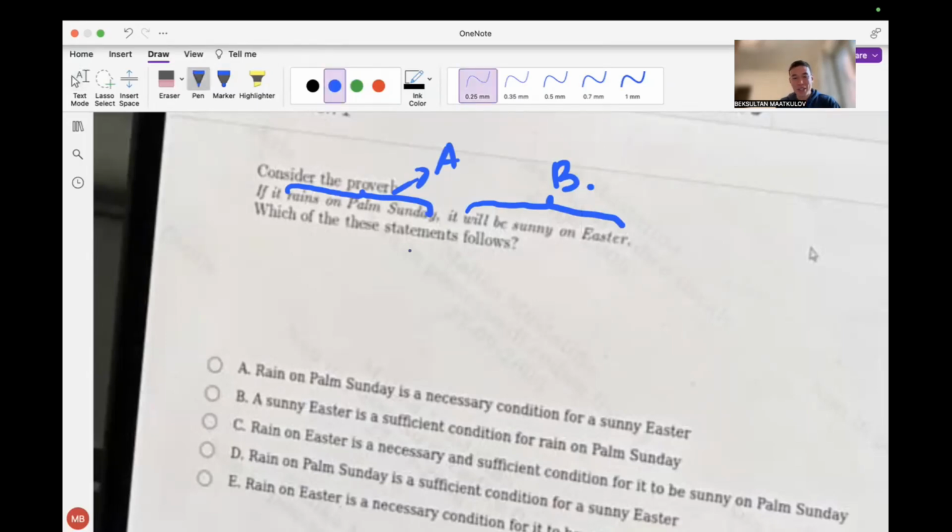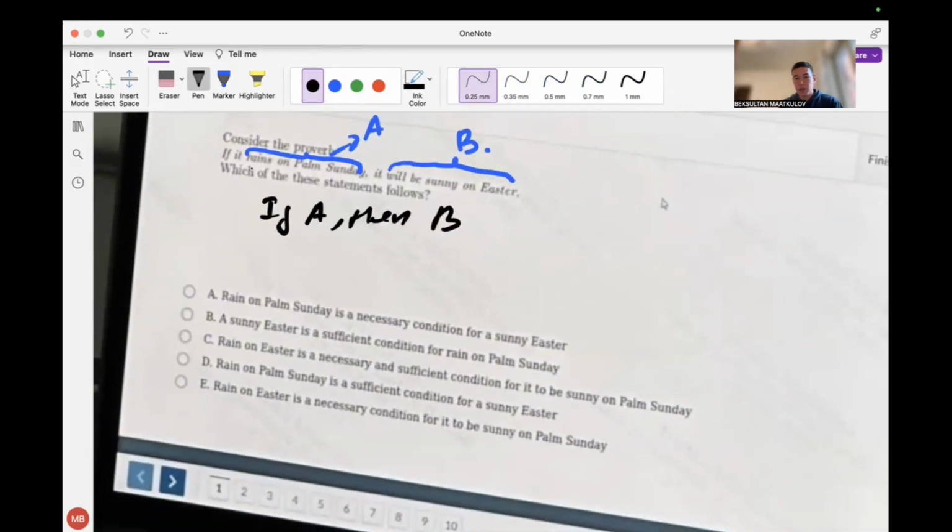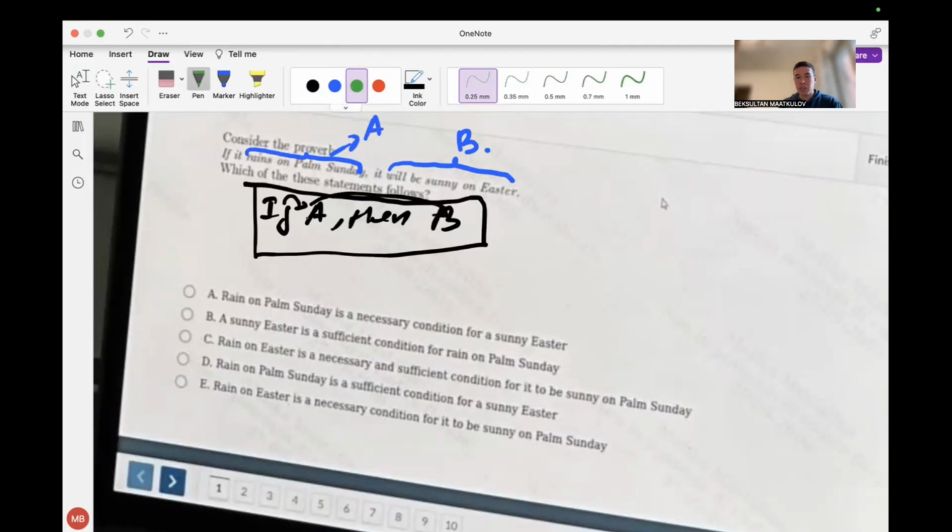All right, what I write here, I write if A, then B, right? So if it rains on Palm Sunday, it will be sunny on Easter. So basically, if A, then B, it means if you have A, then for sure you'll have B. So basically, A guarantees B. If you have A, it is enough to make B true. So this is the sufficient condition actually.